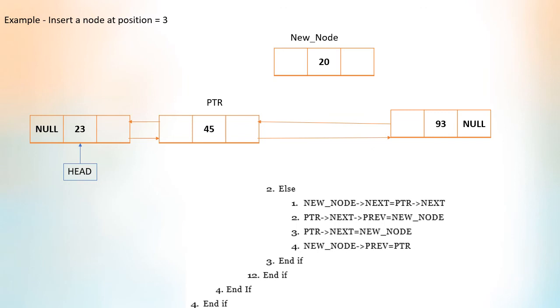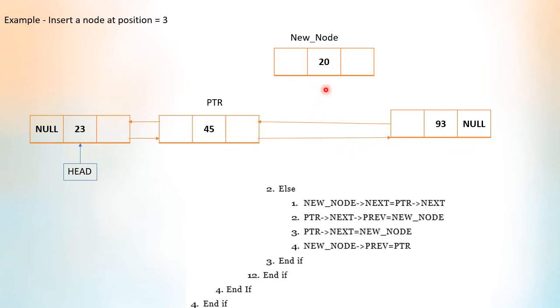So this is the code for inserting a new node in between other nodes. Here we have the new node, and this new node is to be inserted at position equal to 3. For that we have to change 4 fields in total: this particular field, this field, this field and this field. By changing these 4 fields you can easily insert the new node here.